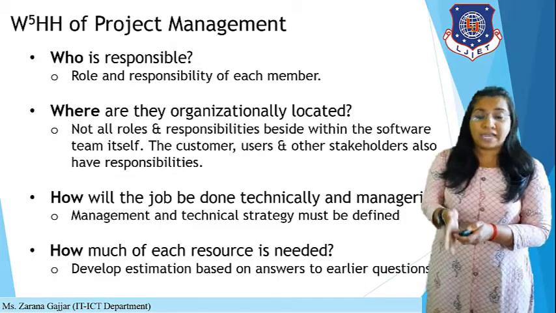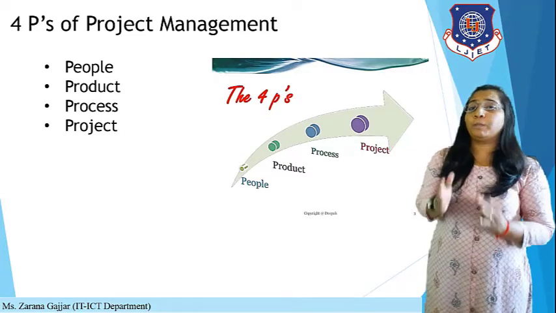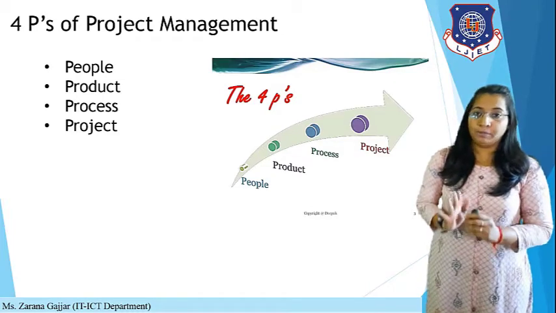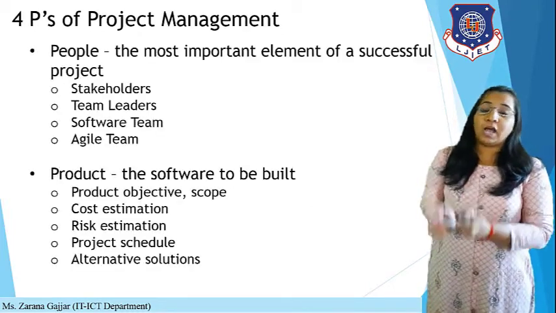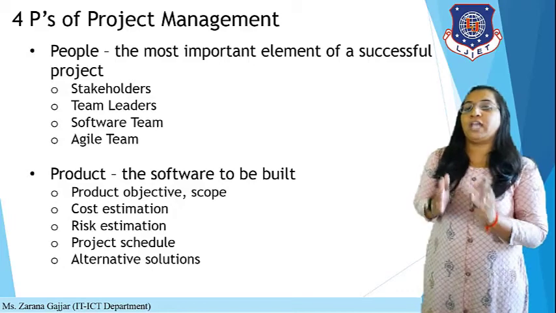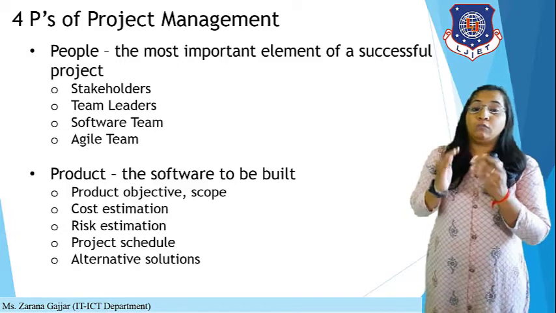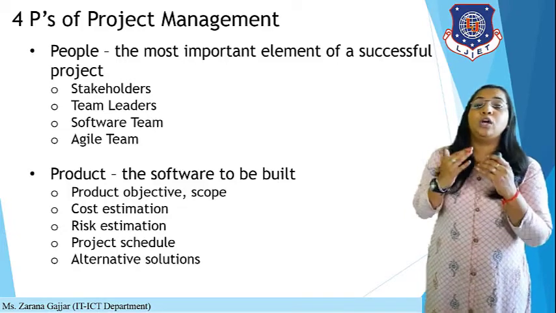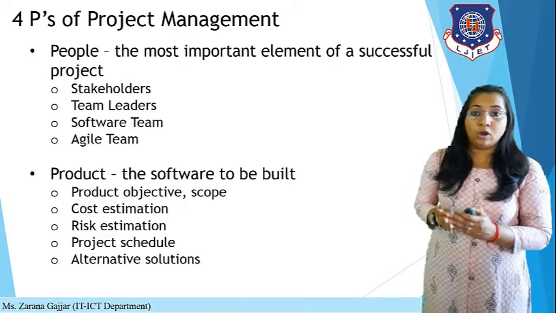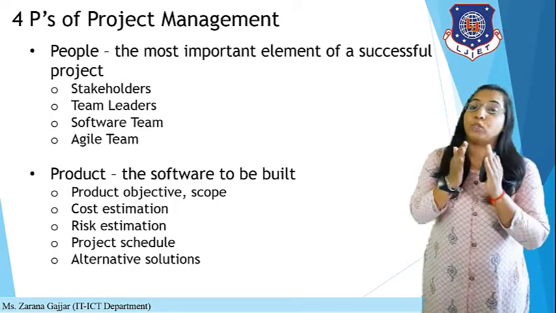Now let's move to the next topic, the 4 P's of project management. The 4 P's are people, product, process and project. People are the most important element of a successful project. If you are done with the W5HH of Barry Boehm's approach, then you can easily recognize the main things you have to define in any project management. These are: who are the people, what you are processing, so the process, the actual product, and the project itself.